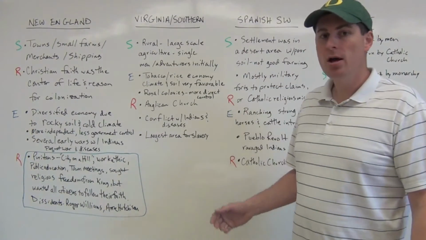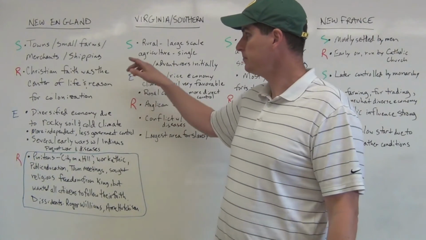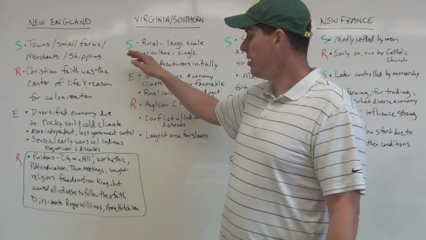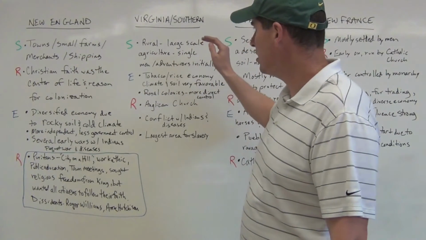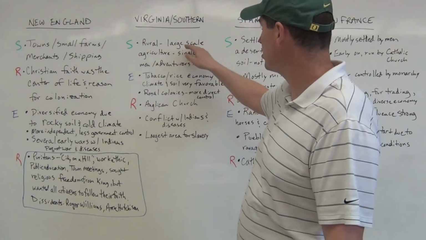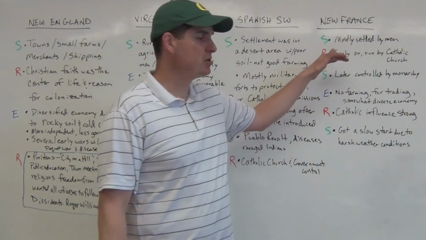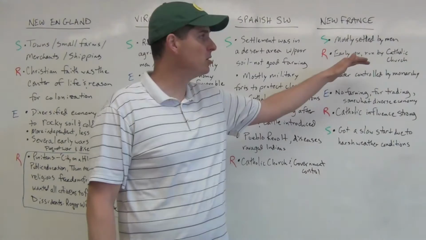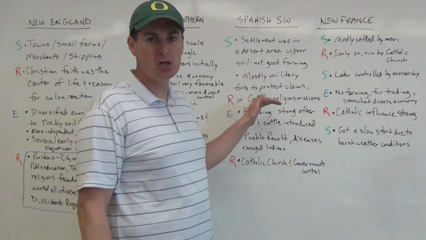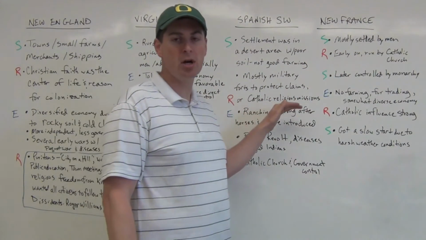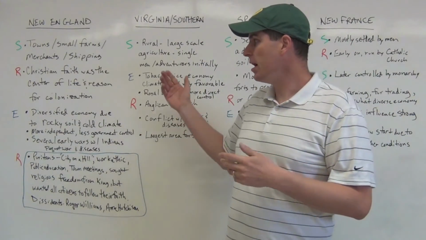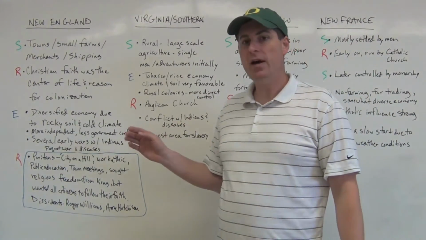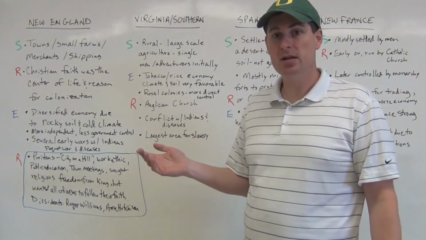Now, if we look at some comparison contrast really quickly here, you have cities developed in New England. You have rural, large-scale agriculture in Virginia. You have fur traders and very small settlements for quite a while, very slow start for New France. And you have missions, religious missions, and military outposts for the Spanish. So very diverse there. Religion was a factor in all areas, although it's somewhat different.